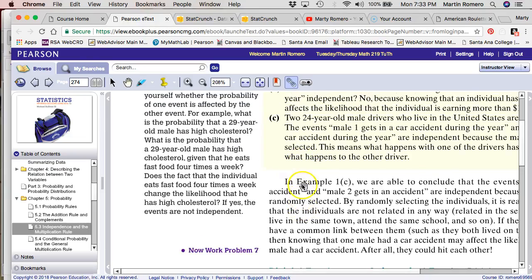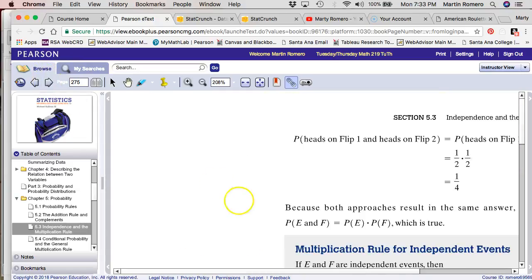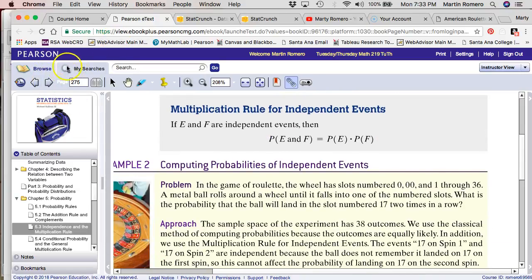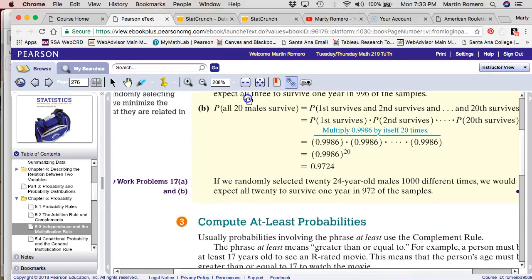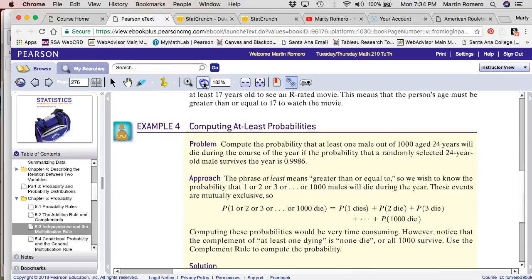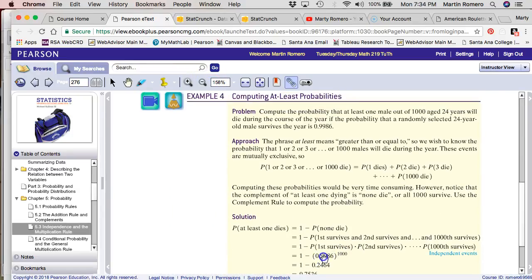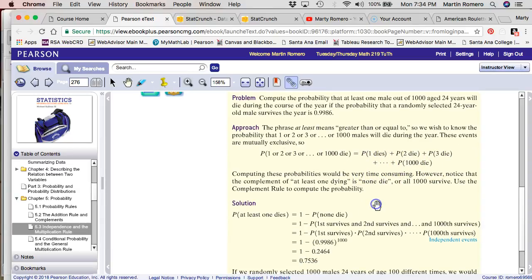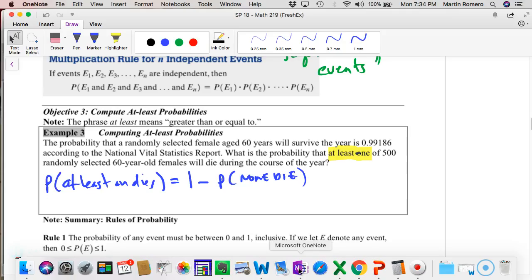Here it is. I think it's the next page. Oh, next page. There it is, at least one right here. I would read that if you're not sure, but you can see the notation. Otherwise, if we solve by a direct method, it would be probably 1 or 2 or 3 or 4. But that's too long. So what we end up doing is using this trick right here, that the probability at least one dies is equal to 1 minus the probability that none die. I would take a look at that.